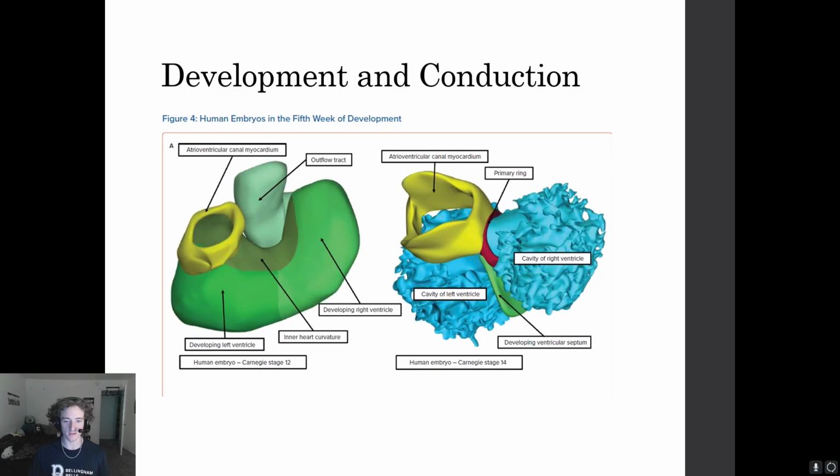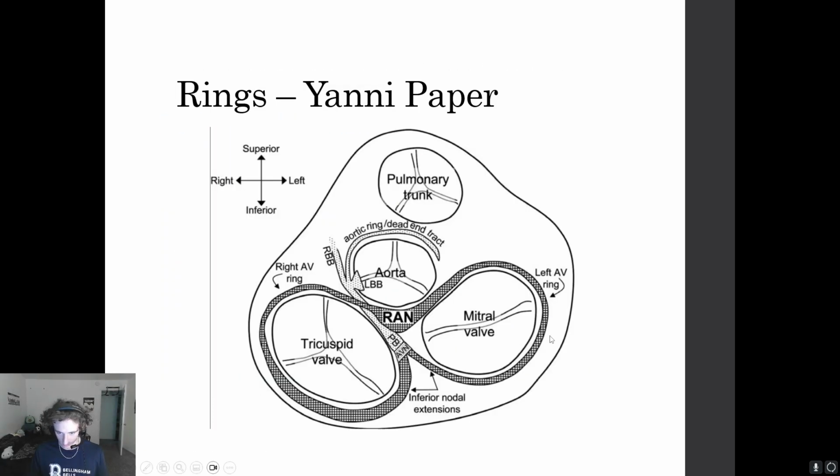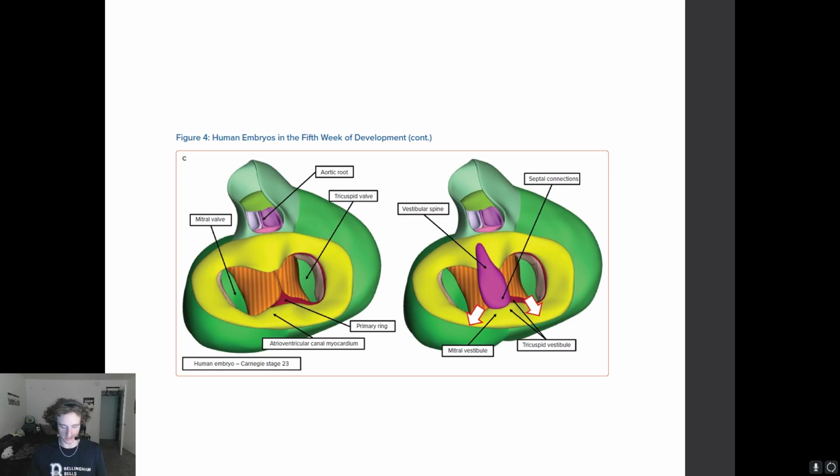Well, it's going to form this ring. The atrioventricular canal myocardium is the ring that was identified by Yanni. It's the atrioventricular canal tissue. That tissue that we know is significant, that lays itself over the valve, is the ring that's identified. So, I mean, that's insane, right? So, the second ring, right?